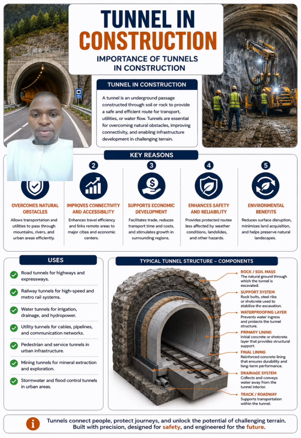Then we have the primary lining, the final lining, and the drainage system, because even in the tunnel, there's still going to be sometimes seepage of water that needs to drain through the tunnel. So you make provision for the drainage system. Then you have the track for your railway, or road, which supports transportation within the tunnel.